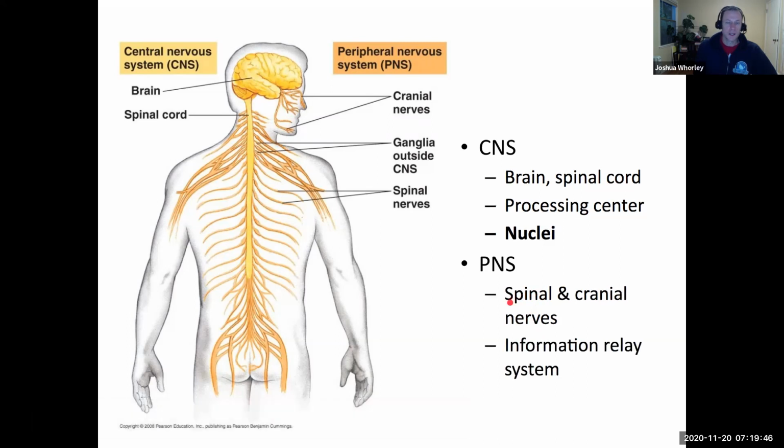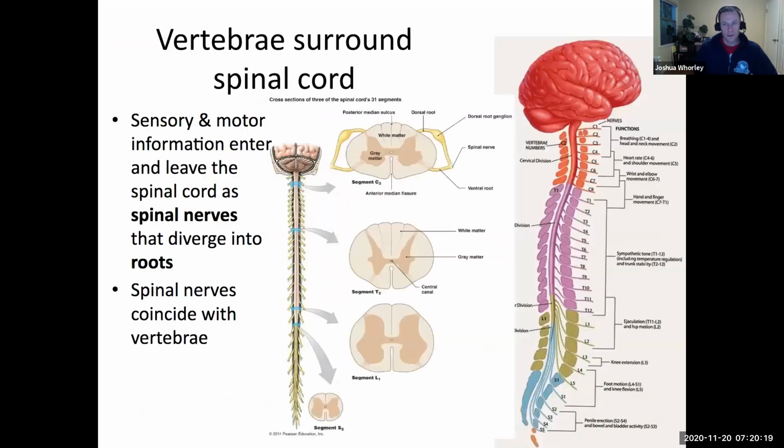Right? And this is really the information relay system of the body. So all the sending of information to and from this central processing center is all part of the peripheral nervous system. And here we have clusters of nuclei just outside of the spinal cord, for example, on either side. Those are called ganglia because they're in the peripheral nervous system. If they were in the central, they'd be called nuclei, though they don't really differ in any other way except for location.